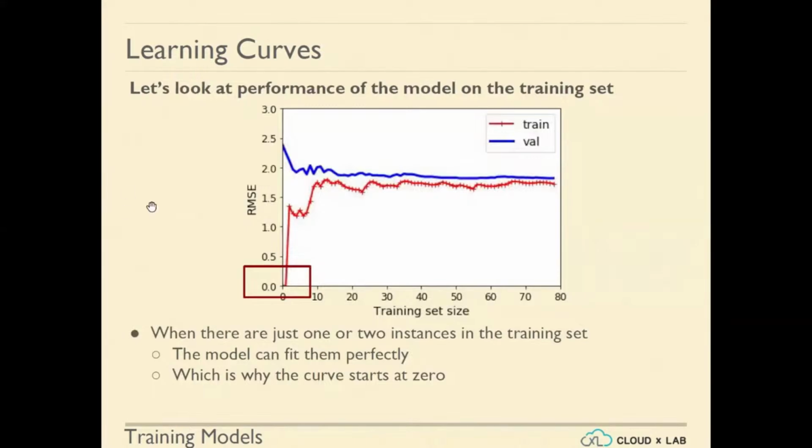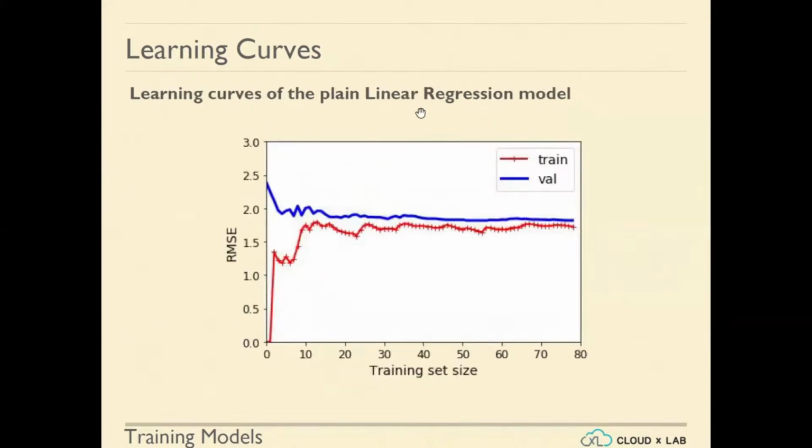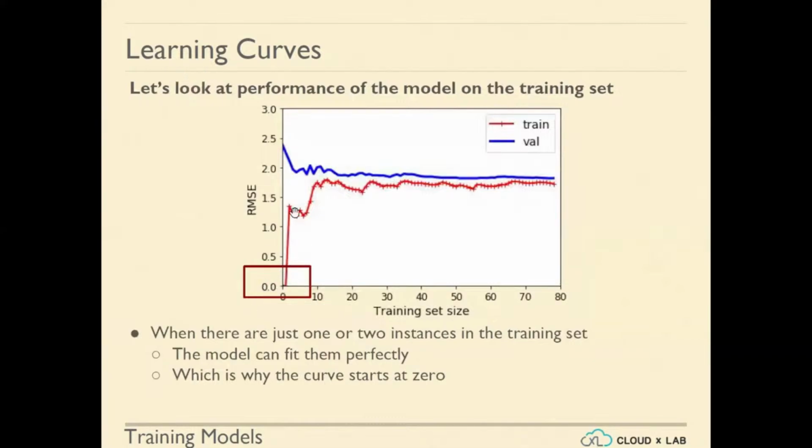So let's say if you are doing linear regression, if you are training a linear regression model on different training set sizes, and if you plot the curve, right? So now let's visualize this learning curve. So here when we are only having very few instances, for example, only one or two instances in the training set, then the model can perfectly fit them, right?